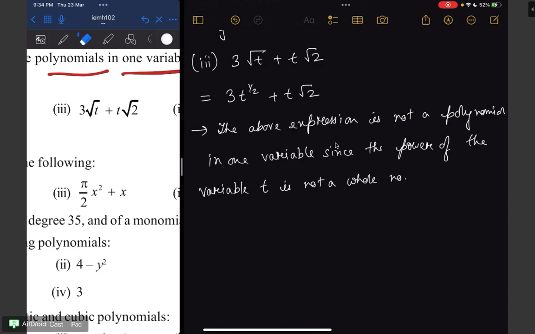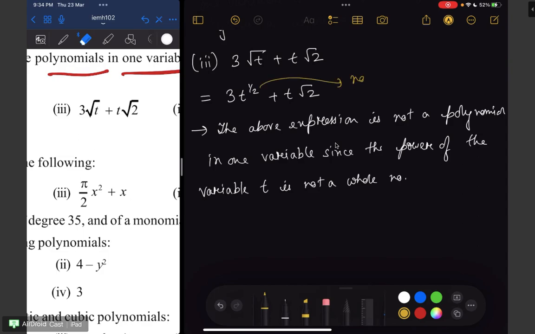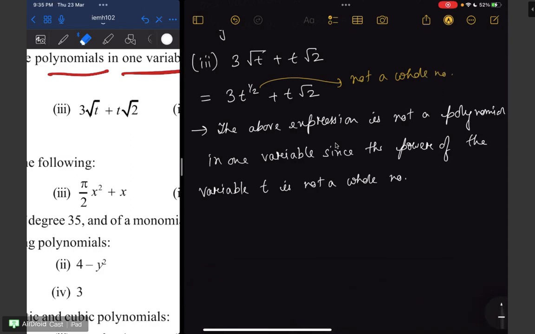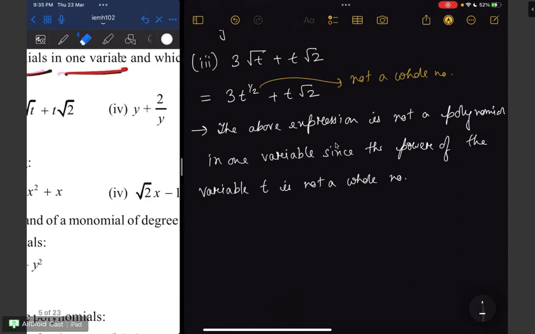Because the power of t is half in this case. If I can just show it to you more properly, here it is not a whole number. You need not show it like this in your exams, but here I am just giving it for more clarity. Alright, let's go to our next problem.